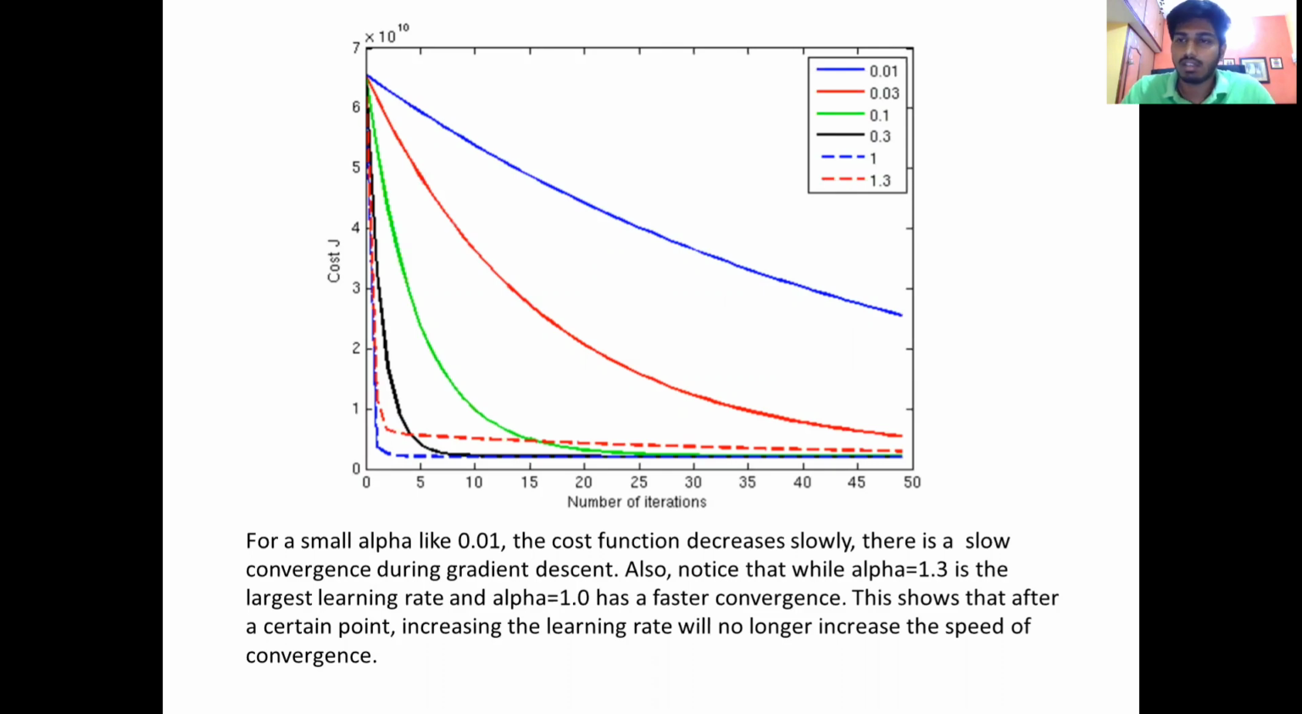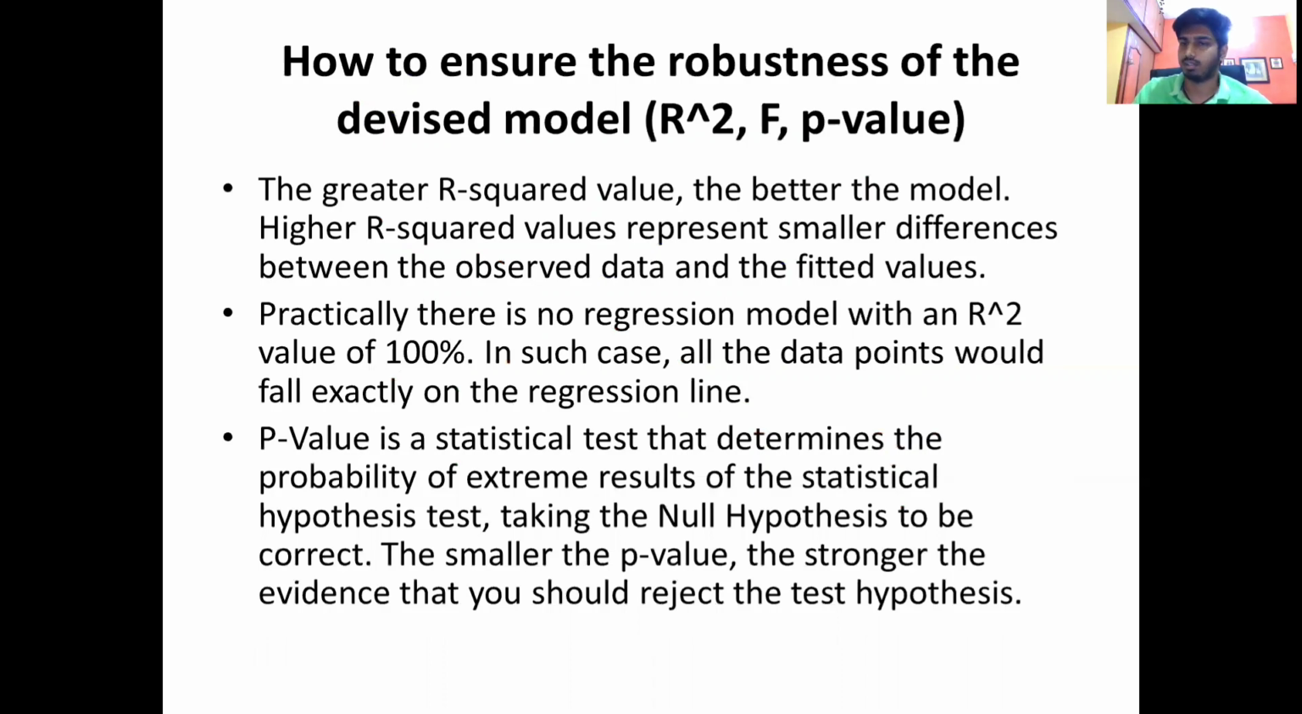We can see that after a certain point, once the alpha value is reached, even if we increase the alpha value, there will be no difference in the convergence of the machine learning model. Next, we are going to see how to ensure the robustness.